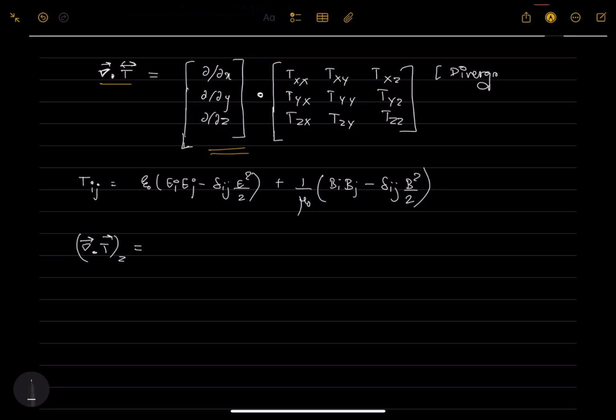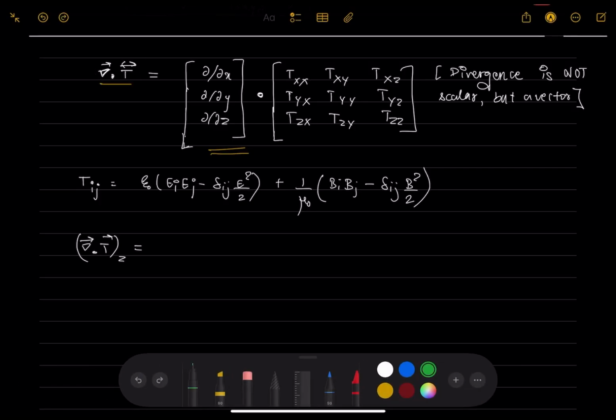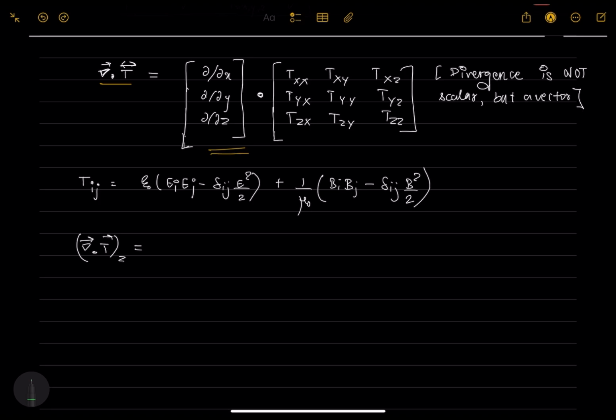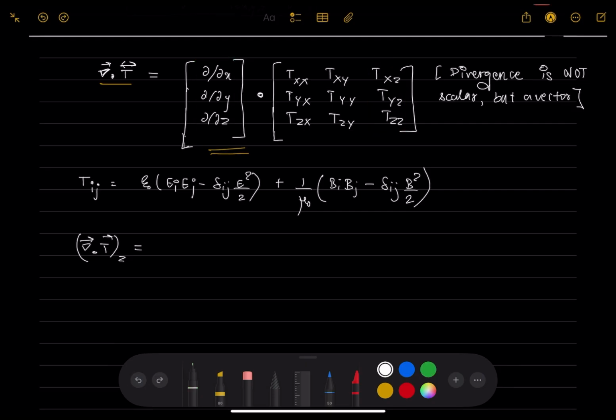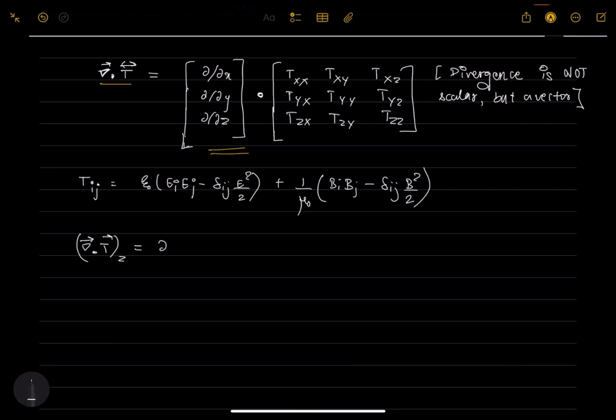Let me write that explicitly. The divergence is not a scalar, but a vector quantity. And what would the zth element be when the divergence is written towards the left side, by the same notational convention that I talked about a while back? The zth element is going to be this del operator dotted with the zth column. That's going to be d over dx times Txz plus d over dy times Tyz plus d over dz times Tzz.